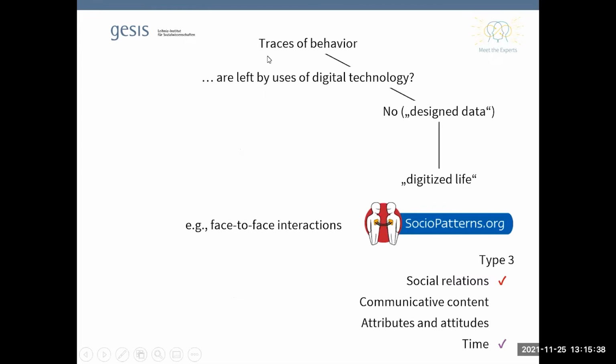So the third type is where the trace is not left by the use of technology, but is harnessed by digital technology. This is then designed data or digitized life. One example is people wearing a sociometric badge, an electronic sensor that detects who is close by. Then you can construct face-to-face interaction networks, better called transaction networks. Other examples include using your smartphone to count the number of steps you have made. That would be another example of digitized life.